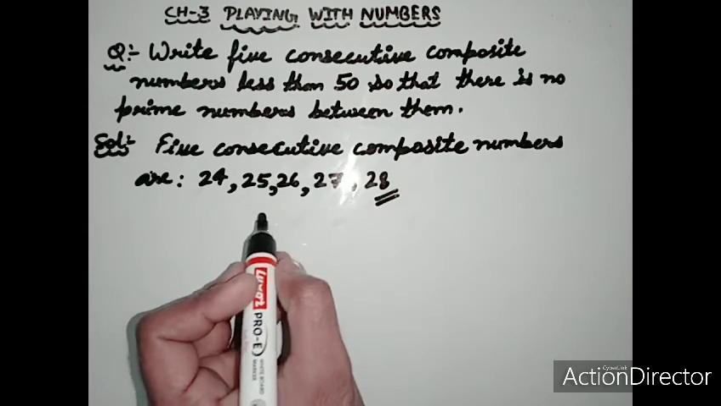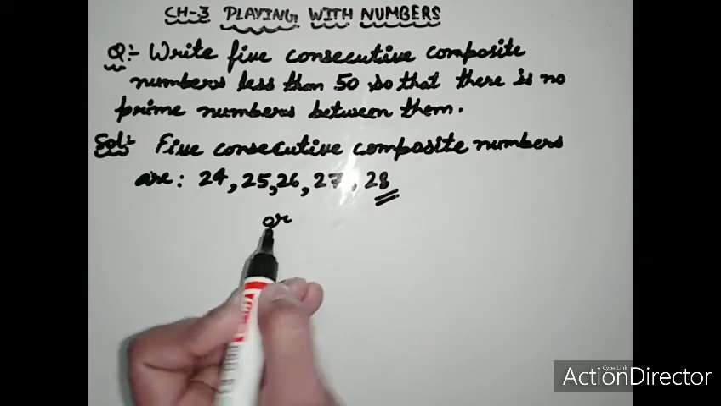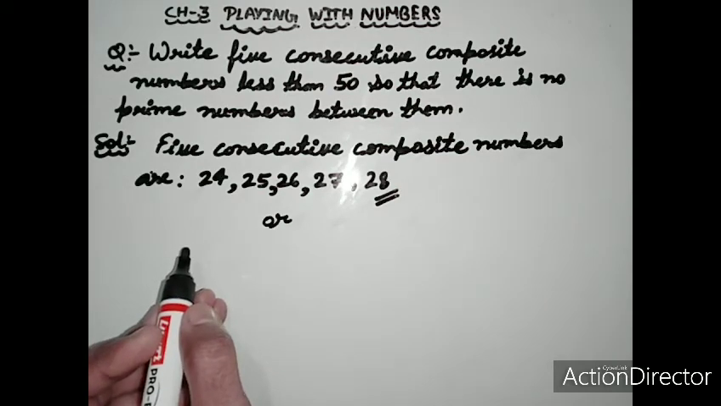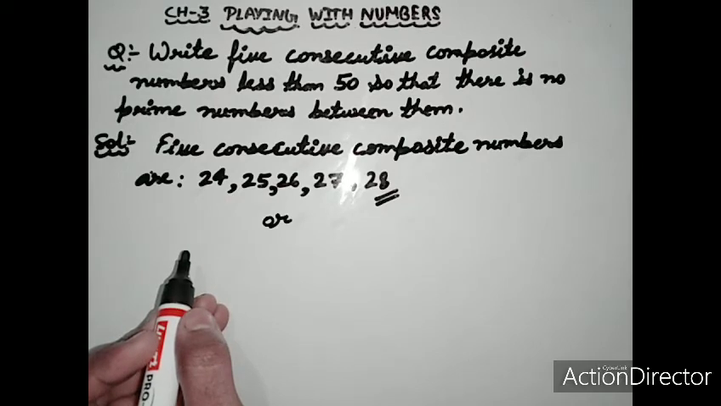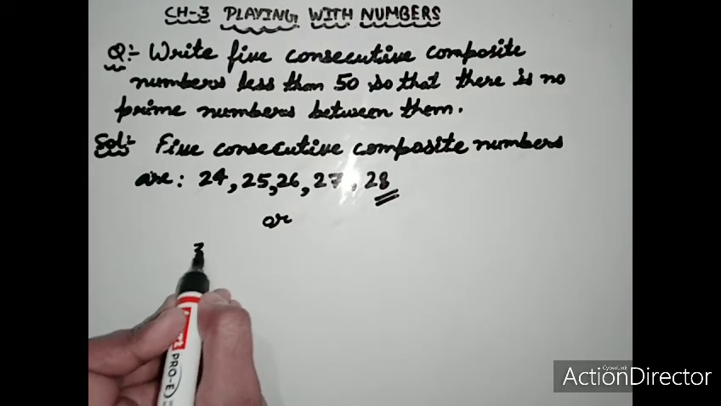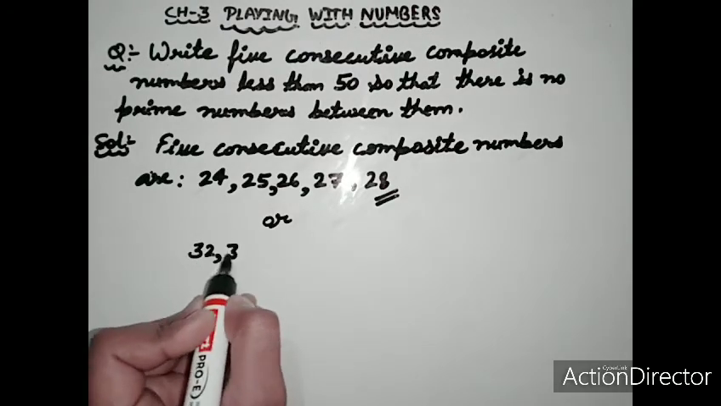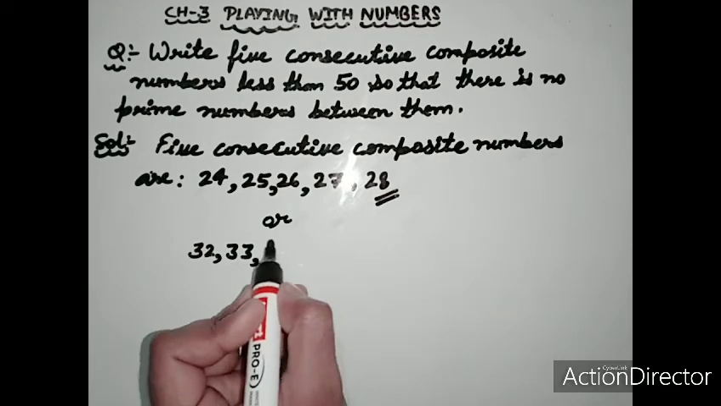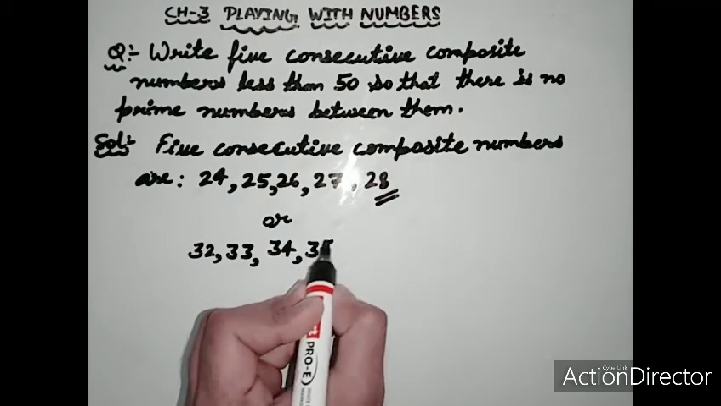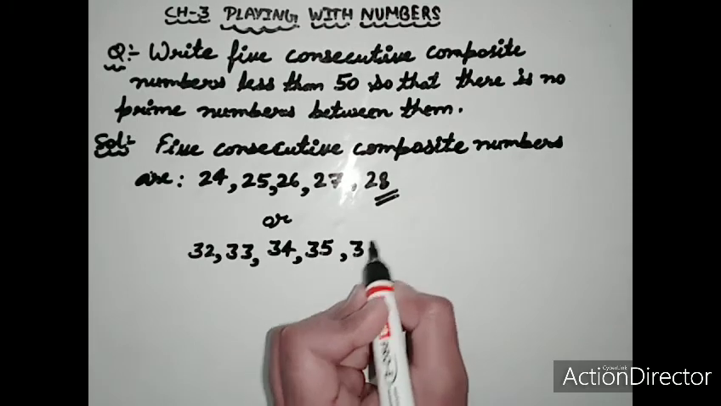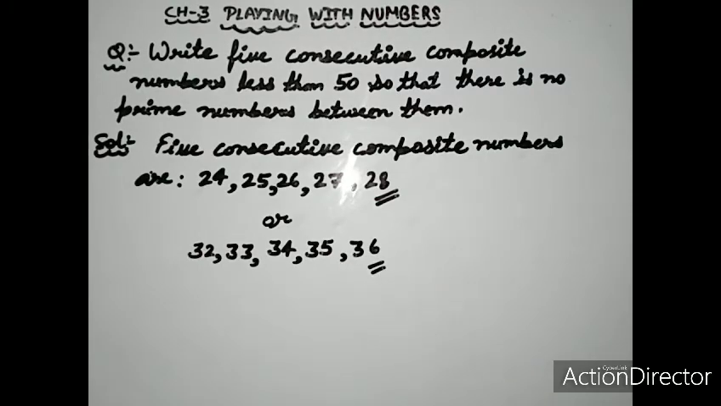So there are some other numbers also. The other numbers are between 31 and 37. So these numbers are 32, 33, 34, 35 and 36. So these are the other 5 consecutive composite numbers less than 50.